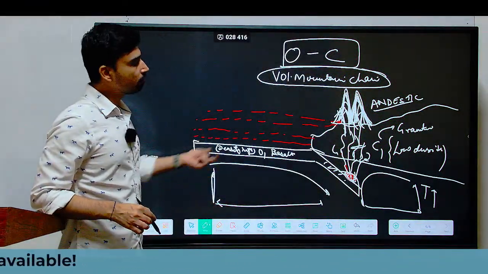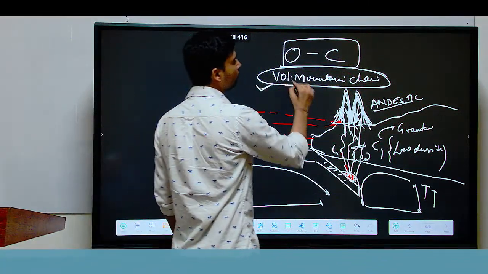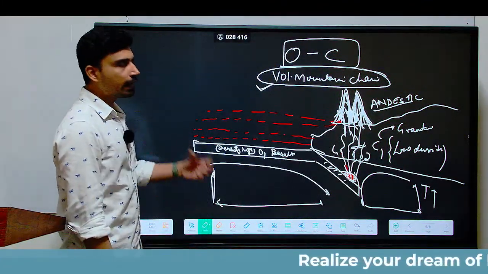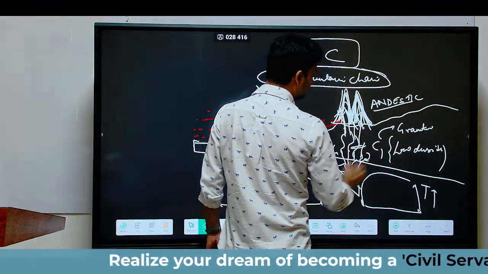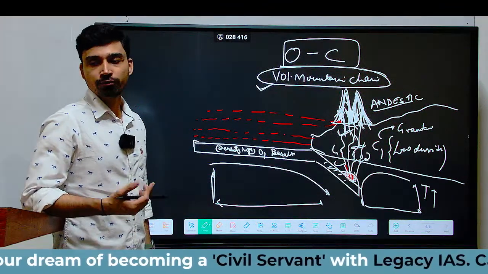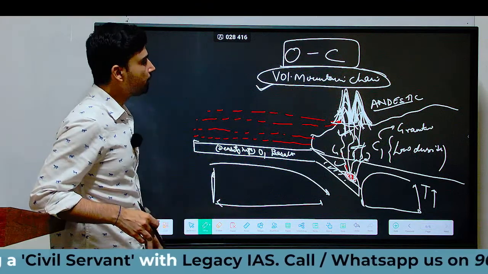So what kind of geographical features are forming here due to oceanic convergence? We have volcanic mountain chain formation. And what kind of geophysical phenomena can we expect here? Obviously, we'll have volcanic eruption. Obviously, we can have earthquakes. So, these are the two major geophysical phenomena you can expect to take place at the zone of OC convergence.